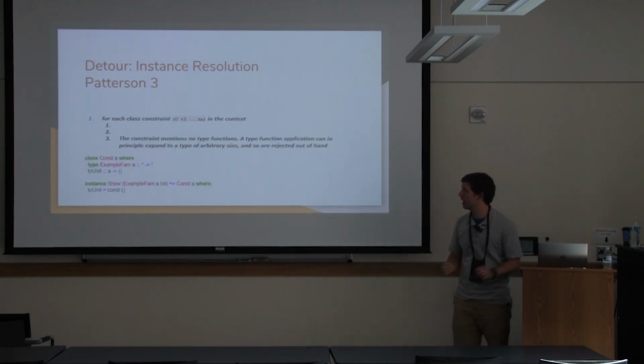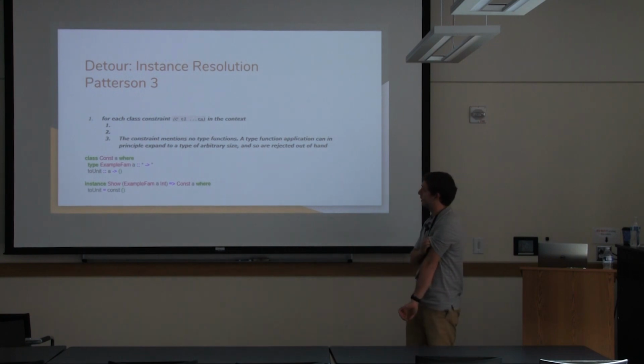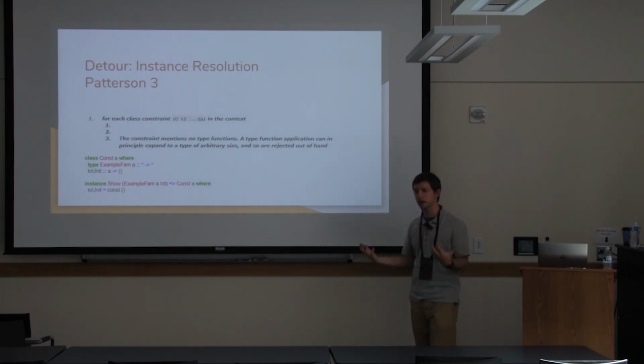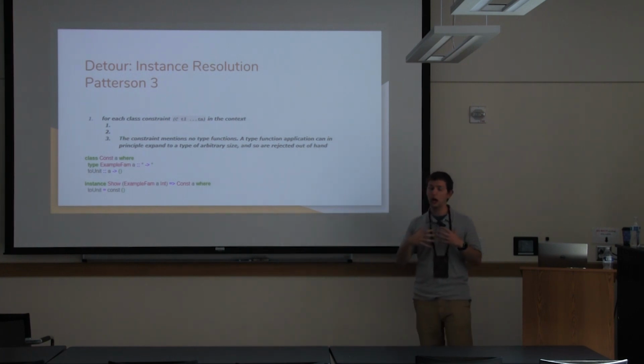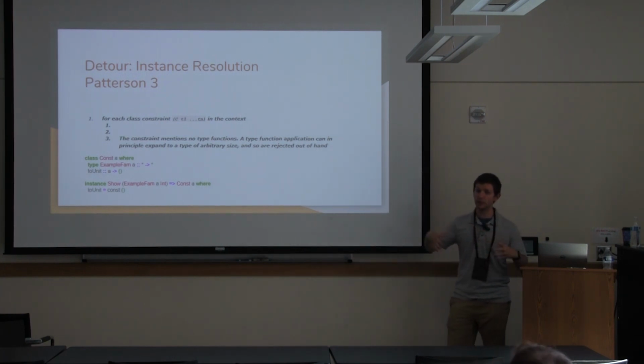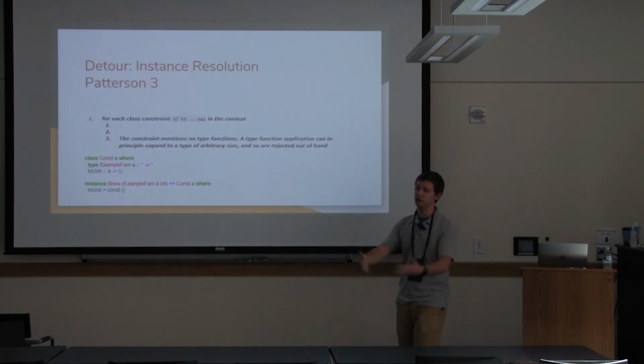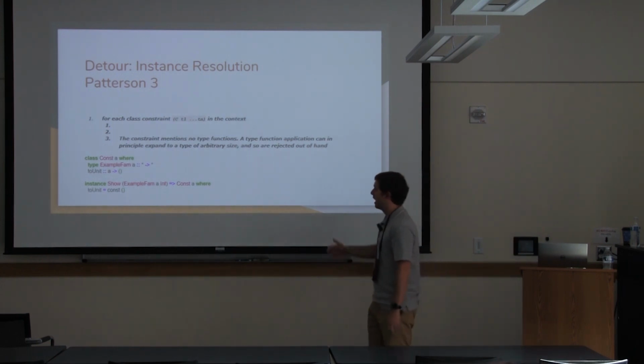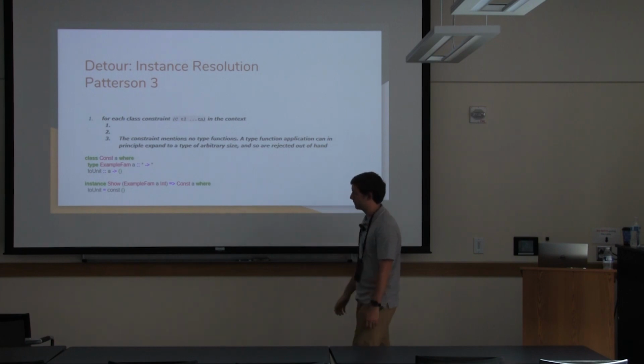The third constraint says that you cannot have any type functions, which basically means you can't use type families at all. A type function application in principle can keep expanding forever and keep getting bigger and bigger. So rather than allowing the type family expansion to happen, keep getting bigger, and then checking if it ever goes back down and reduces again, they just reject it out of hand from the beginning.